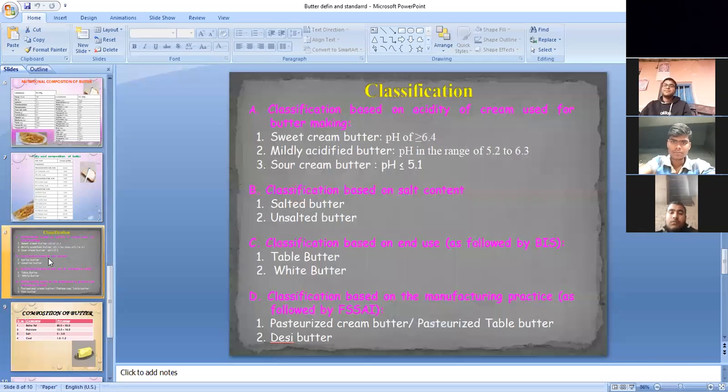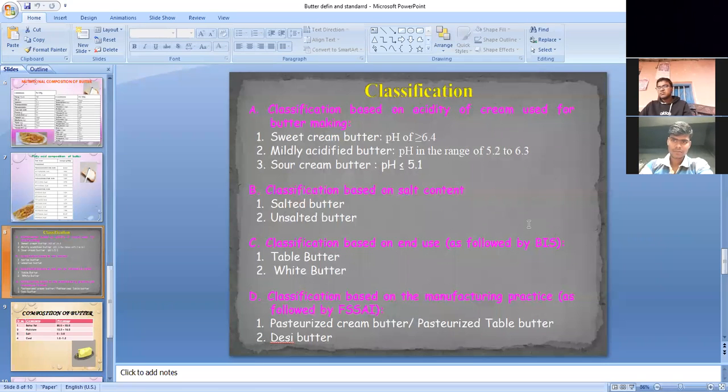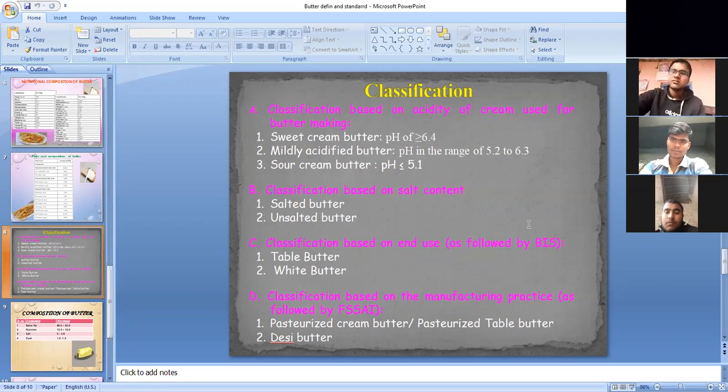Similarly, if we talk about different classifications of butter, we can put butter in different categories on the basis of acidity of cream, on the basis of salt content, or on the basis of use of the butter, or we can also classify butter on the basis of the practice used for manufacturing butter. So these different categories are defined for butter.